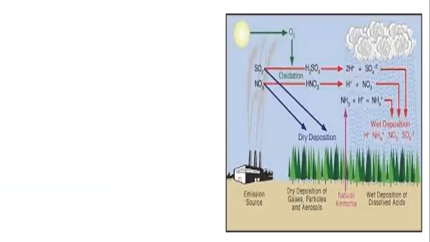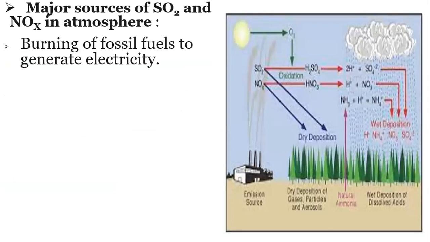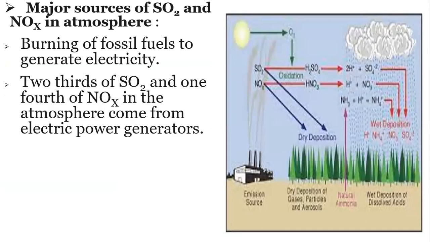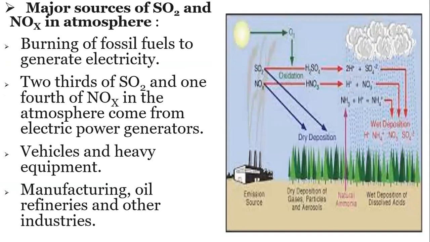The major sources of SO2 and NOx in the atmosphere are burning of fossil fuels to generate electricity, where 2/3 of SO2 and 1/4 of NOx in the atmosphere come from electric power generating stations. Then vehicles and heavy equipment also form a part, and manufacturing, oil refineries, and other industries. Now, winds can blow SO2 and NOx over long distances and across borders, making acid rain a problem for everyone, and not just those who live close to these sources.